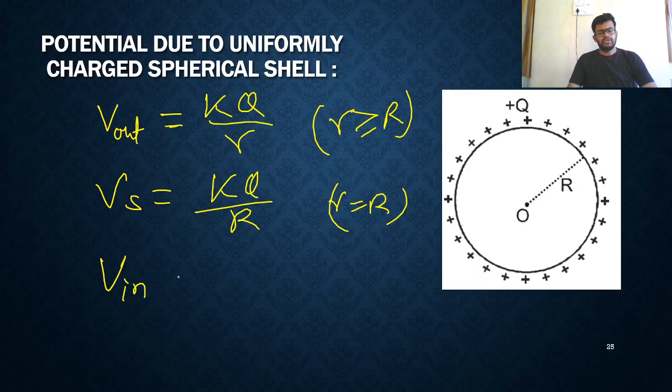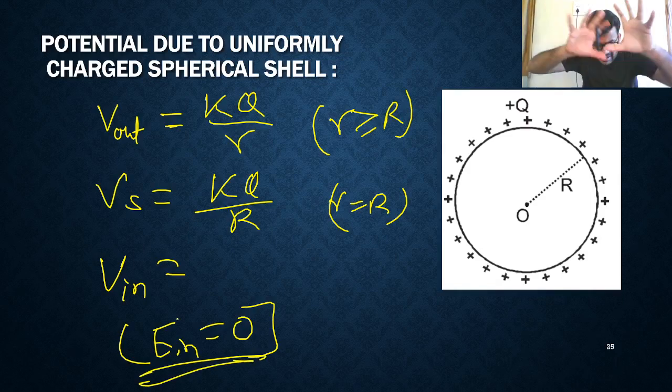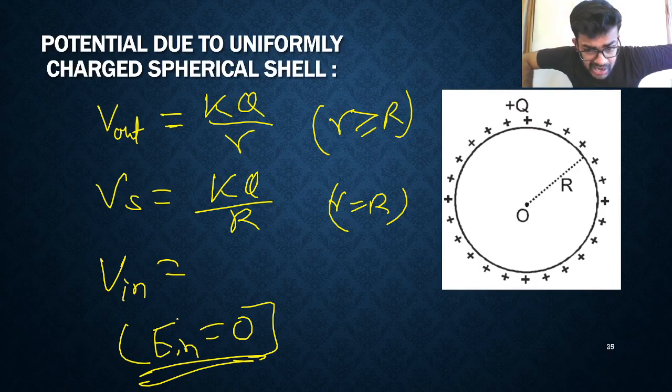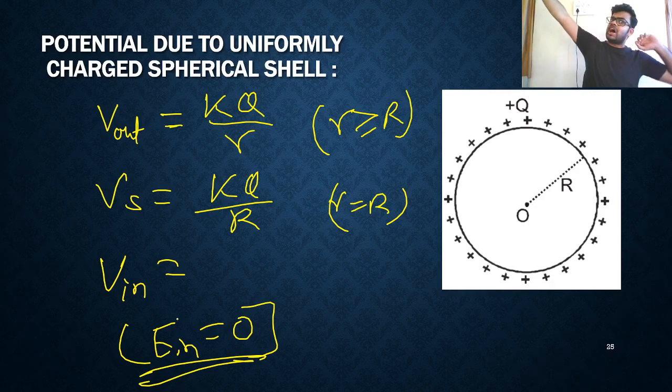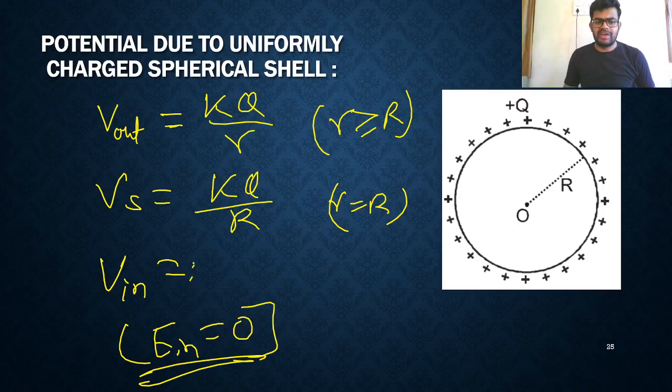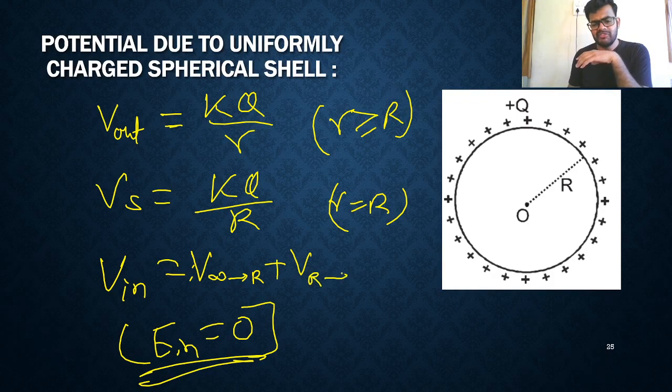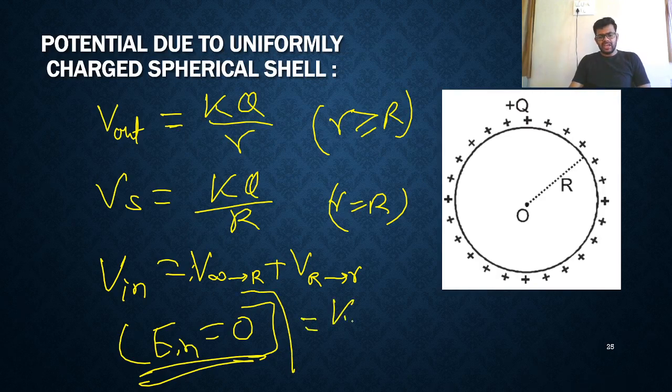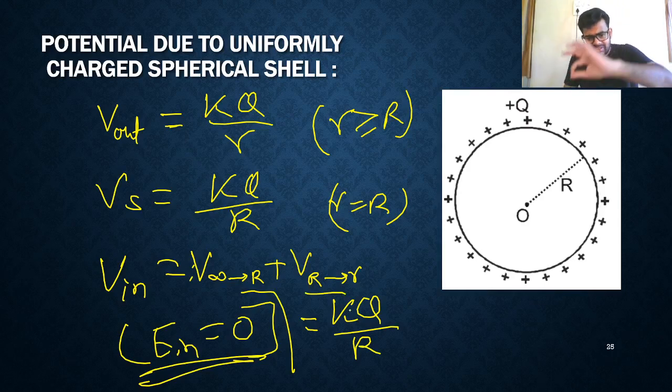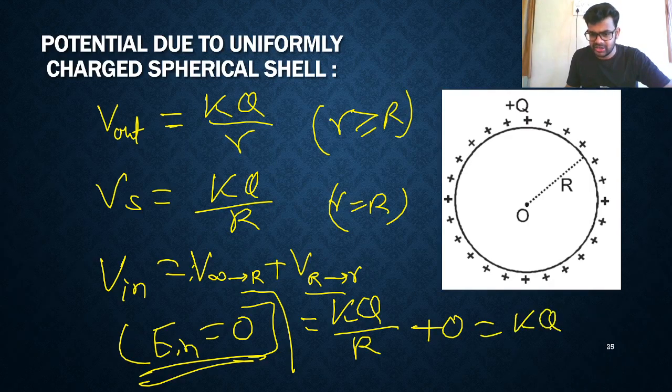Next, V inside. We know the electric field inside is zero, so inside the shell at any point, if you move the charge, the work done will be zero. But if we bring the charge from infinity to the surface, then work is done. So at any point inside, it is the work done in bringing the charge from infinity to the surface plus the work done in bringing it from the surface to the point inside. We add both. The first gives KQ divided by R, and the second, inside the shell, is zero. So the final answer is KQ divided by R. Whatever the potential is at the surface of the uniformly charged shell, the same potential will be at any point inside the shell, even at the center. This is the formula you need to remember.